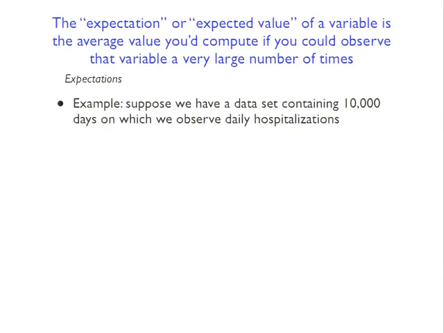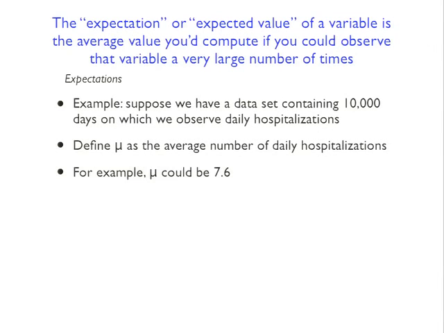So in our example, let's suppose that we have a data set that contains 10,000 days on which we observe daily hospitalizations. So remember, y is the number of daily hospitalizations. And then let's define mu, which is going to be the expected value of y, as being the average number of daily hospitalizations. So just to throw out a random number, it could be the case that mu is equal to 7.6. So what that would say is that when you take the mean of the number of hospitalizations across all days in your data set, you end up calculating a value of 7.6.